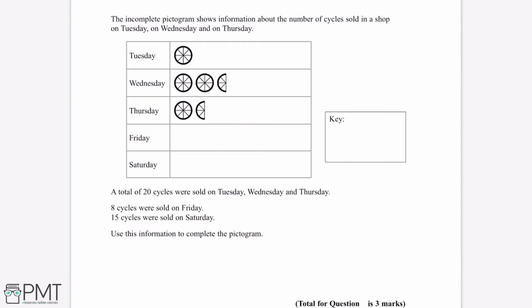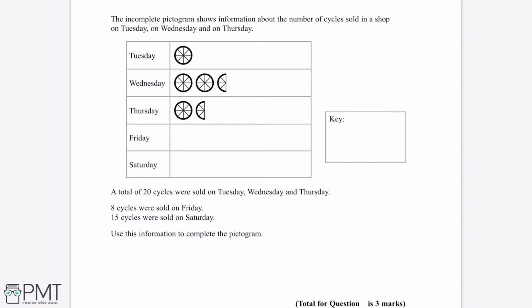The incomplete pictogram shows information about the number of cycles sold in a shop on Tuesday, on Wednesday and on Thursday. A total of 20 cycles were sold on Tuesday, Wednesday and Thursday. 8 cycles were sold on Friday. 15 cycles were sold on Saturday. Use this information to complete the pictogram.